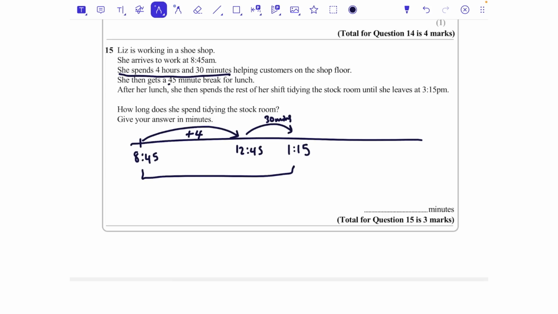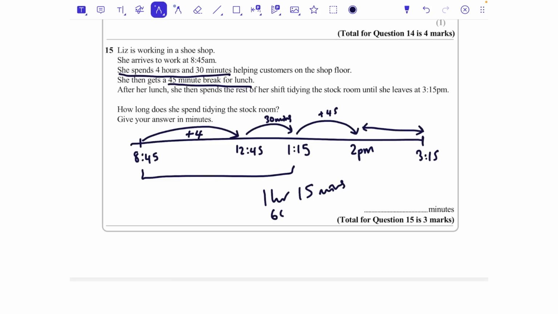She then gets a 45-minute break for lunch. So we're going to now add 45 minutes. And adding 45 minutes takes me to 2 p.m. 45 minutes after 1:15. After her lunch, she then spends the rest of her shift tidying the stockroom until she leaves at 3:15. So she's leaving at 3:15. And this is the amount of time here that we're looking for. So from 2 o'clock to 3:15. And that is 1 hour and 15 minutes. But we're asked for our answer in just minutes. So 1 hour is 60 minutes.